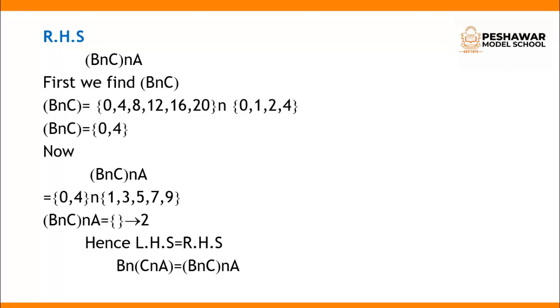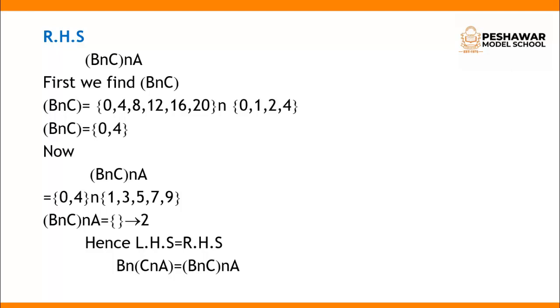So there are two elements which are common in B intersection C: 0 and 4. Now we have to combine B intersection C intersection A. So we put here the elements of B intersection C, that is 0, 4.